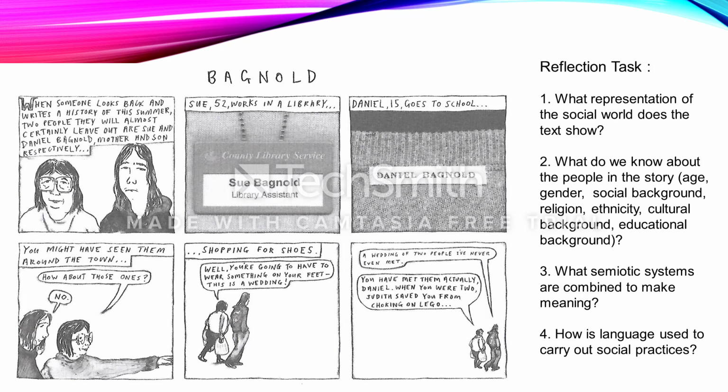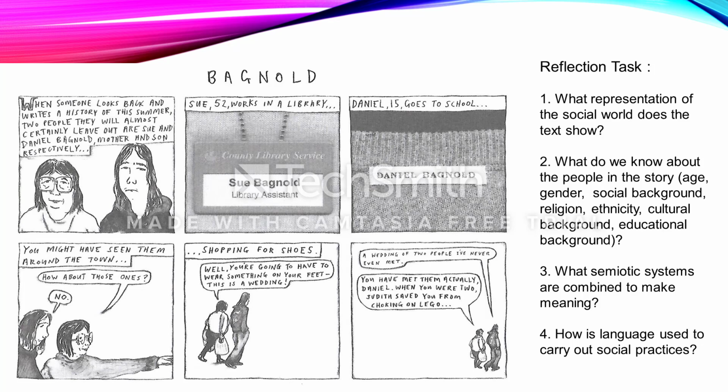3. What semiotic systems are combined to make meaning? 4. How is language used to carry out social practices? These questions illustrate the ways in which we look at texts when we are working from a critical discourse analysis. They are an anticipation of the type of analysis that we will have to carry out to select texts for secondary education.